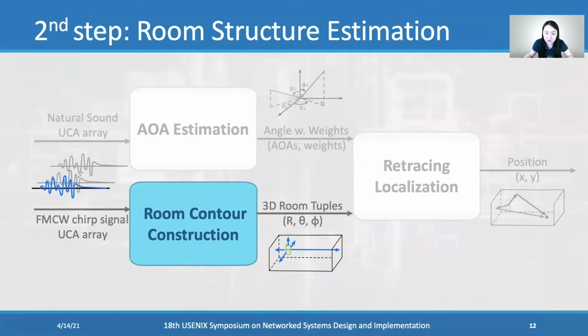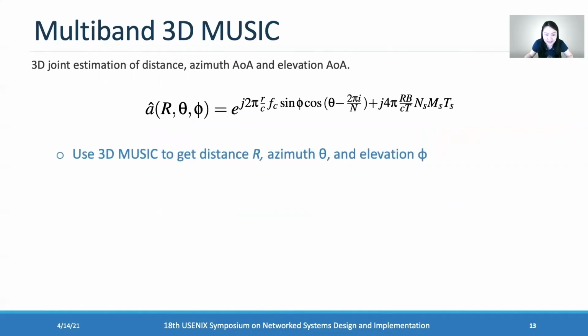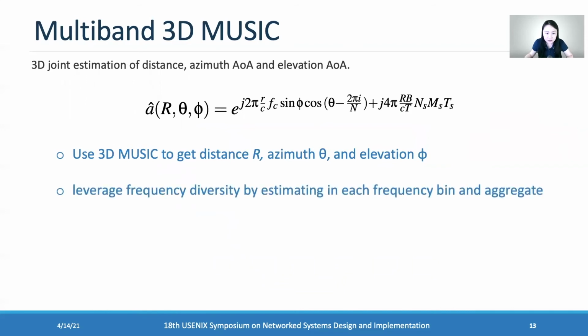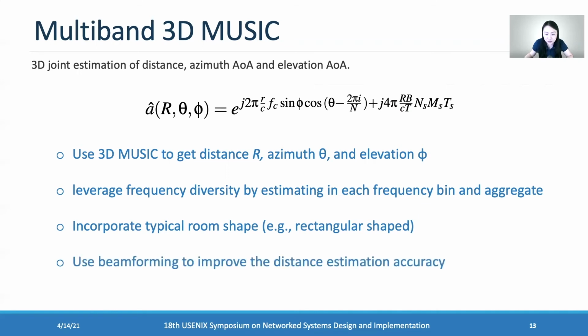The second step is room structure estimation. We use the 3D MUSIC algorithm to get distance, azimuth, and elevation angles. Since most angle variable estimation algorithms require a narrowband assumption, we divide the wideband signal into multiple small frequency bins and aggregate the results together. The next trick is to incorporate typical room shape. For example, most rooms are rectangular, so the angles of the walls have a 90-degree difference among them. We can leverage this assumption to find and correct our angle estimation. And lastly, we use beamforming to improve the distance estimation accuracy.